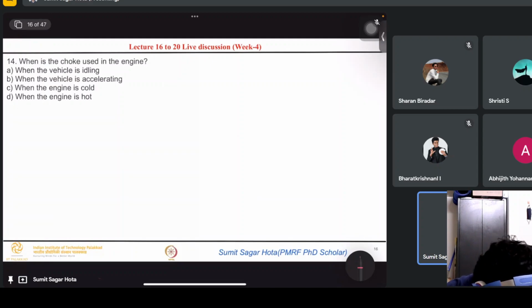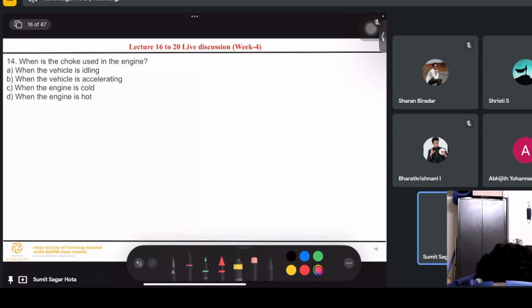When is the choke used in the engine? You mostly see it in different kinds of scooters, and even bikes.